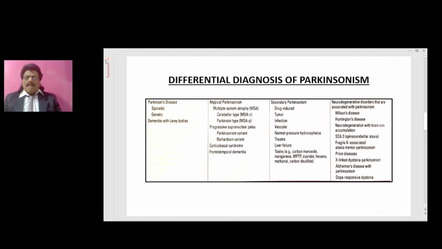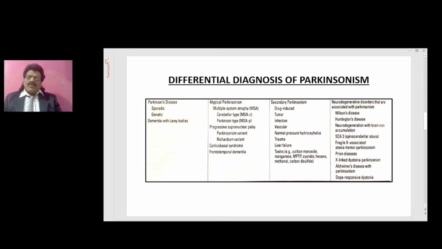So typical Parkinson's disease, then we have the atypical Parkinson's disease, otherwise known as atypical Parkinsonism. What are they? Multiple system atrophy. They can have cerebellar type, they can have Parkinson's type. Usually it is associated with postural hypotension. Second is progressive supranuclear palsy, PSP. They have vertical eye movement disorders. They have frequent falls. Again, there is a Parkinsonian variant, there is Richardson variant.